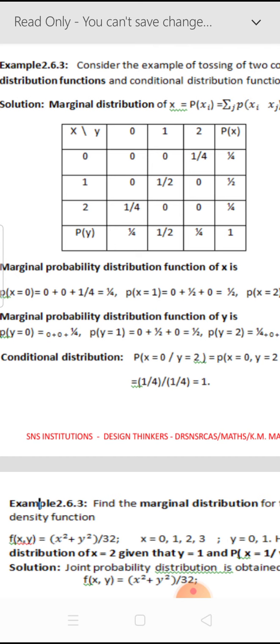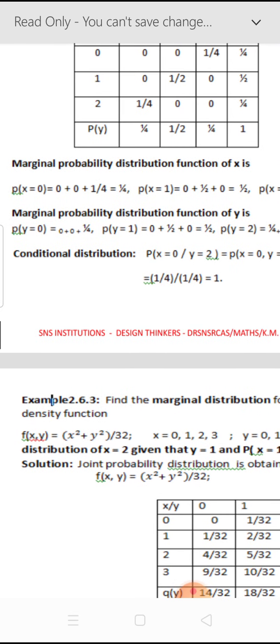Similarly, the marginal probability distribution function for y equal to 1 is obtained by adding the elements of the second column, namely 0 plus 1 by 2 plus 0 equal to 1 by 2. And p of y equal to 2 is obtained by adding the elements in the third column, namely 1 by 4 plus 0 equal to 1 by 4.